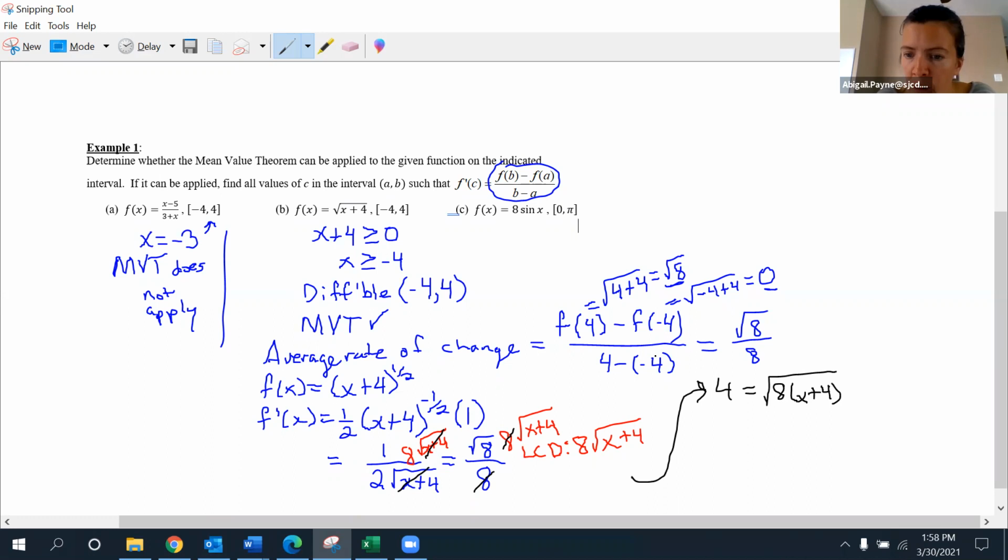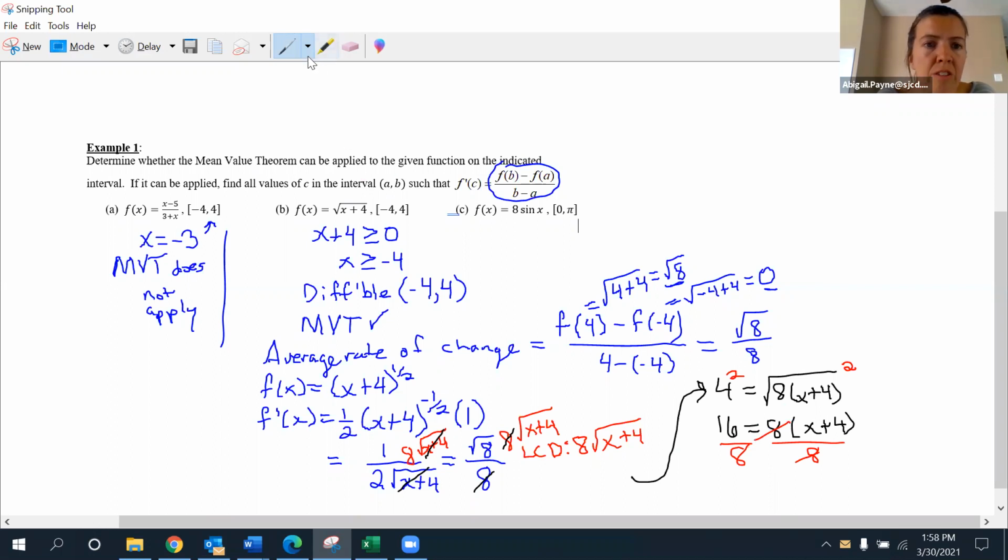And so now, we're trying to isolate x. I will square both sides. Square this side, square this side. So that will give me 4 squared, which is 16, and then squaring this radical, you end up with just what's underneath. And now divide both sides by 8, and then subtract 4.